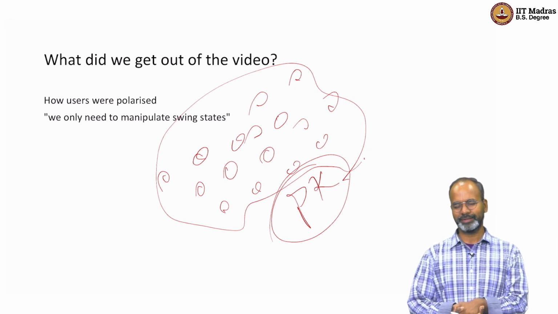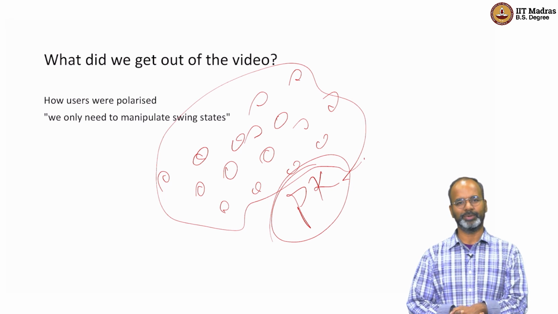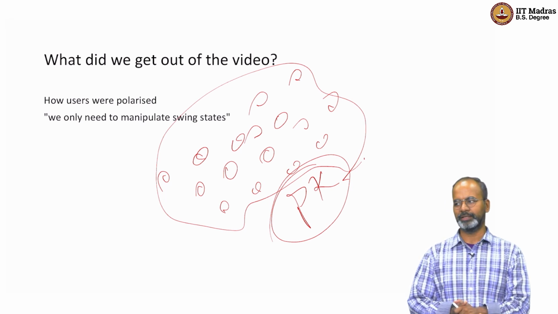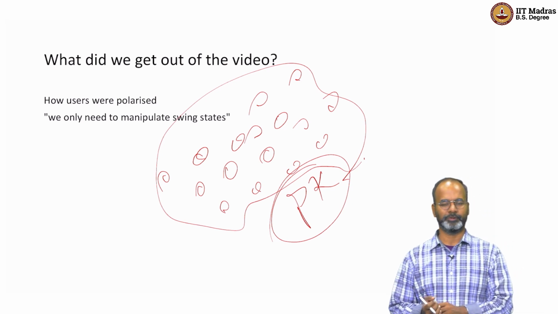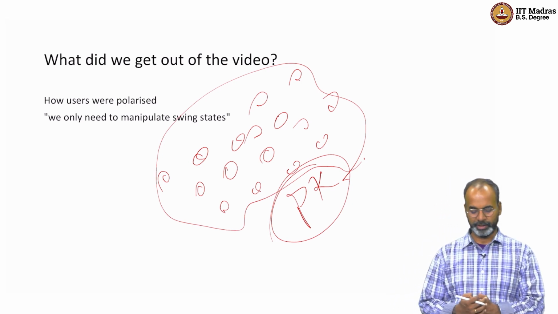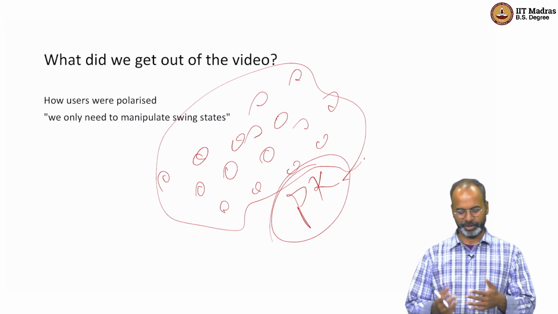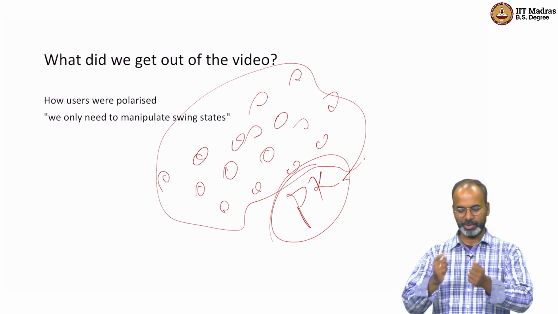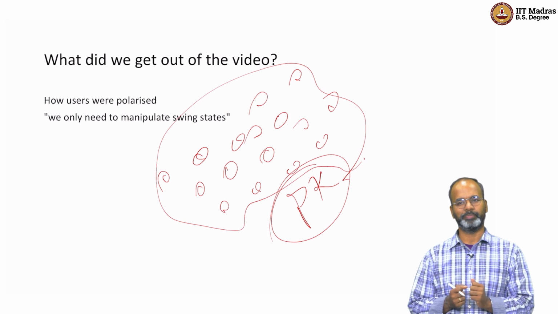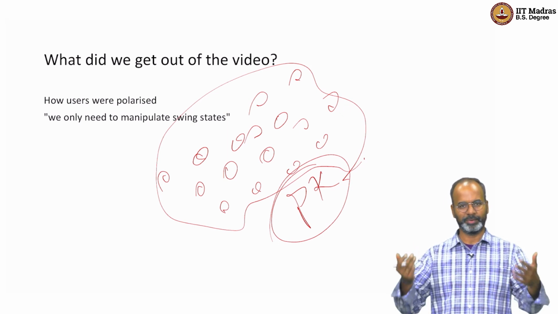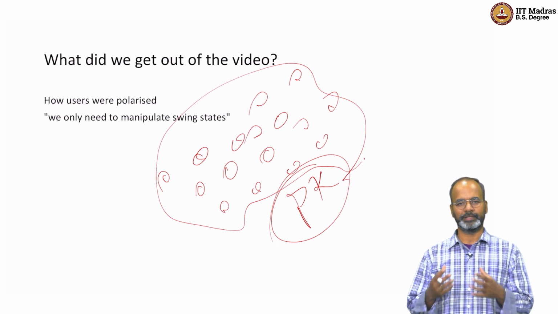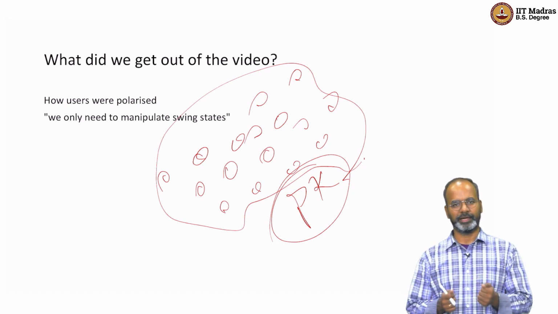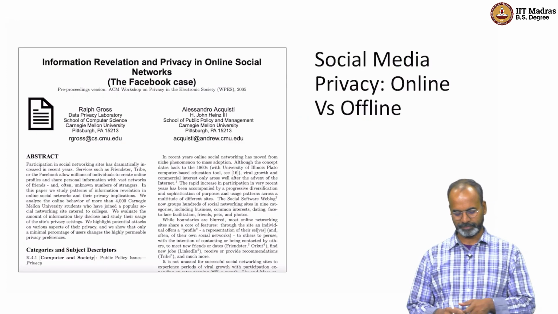And these polarizations have probably only increased over time because the companies know more about us now than, let's say, a couple of years before. We only need to manipulate swing states. That's the point I made. Wherever we don't know which political party people support, here states meaning the states in the US, different states, those are the states that they were playing with.